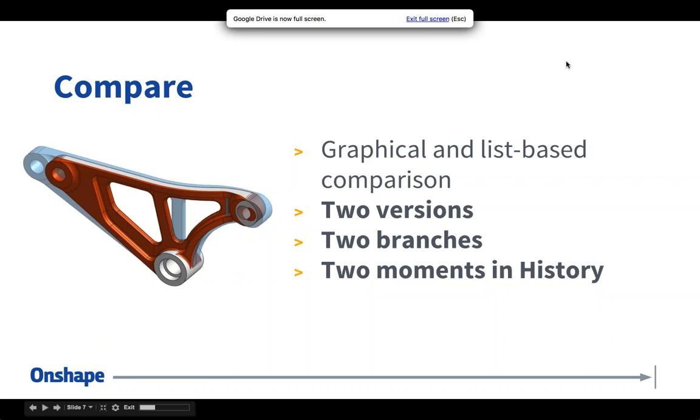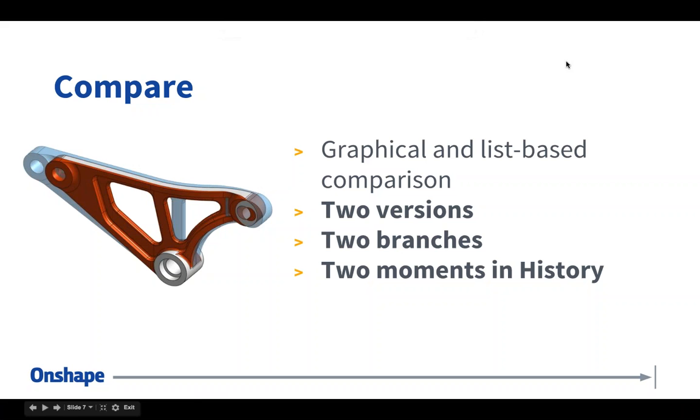The thing to keep in mind with compare is you get two things really. You get a graphical comparison, which you see on the screenshot on the left there. It just gives you a nice preview slider showing the difference between the two versions or branches or moments in history. But you also get a list-based comparison. So it shows you exactly what features are different, even what edges are different, or what the radius values are, so you really get a very specific list of the differences.